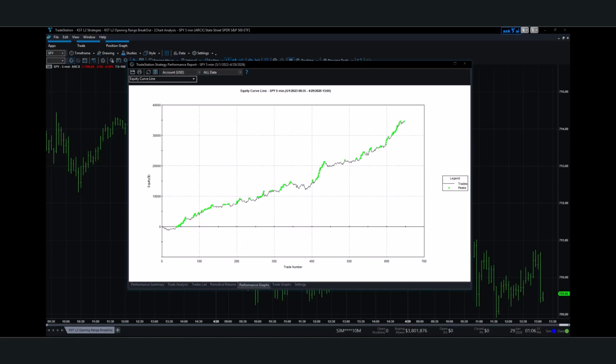Now let's take a look at how the strategy performed on some out-of-sample data. We have now added an additional year of data. The out-of-sample trades are the first 200 or so trades, as seen right here.